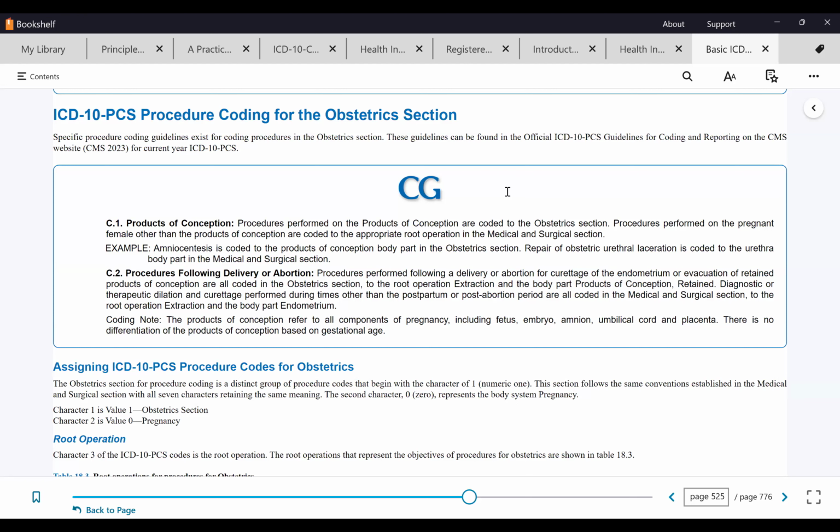And again, this can seem a little bit confusing because it's all dealing with a pregnant woman, but if you can keep that concept clear, products of conception equals OB, everything else is root operation in the medical surgical, you'll be a lot better off. C2 covers procedures following delivery or abortion. Any procedure that's performed following a delivery or an abortion, or evacuation, is coded to the root operation of extraction, and the body part is products of conception.